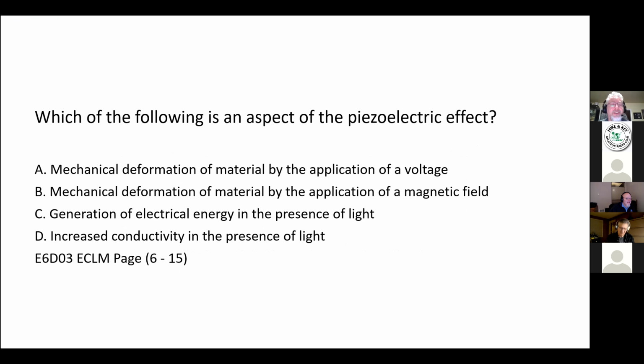Which of the following is an aspect of the piezoelectric effect? A, mechanical deformation of material by the application of a voltage. B, mechanical deformation of material by the application of a magnetic field. C, generation of electrical energy in the presence of light. Or D, increased conductivity in the presence of light. Alpha. Alpha is correct.